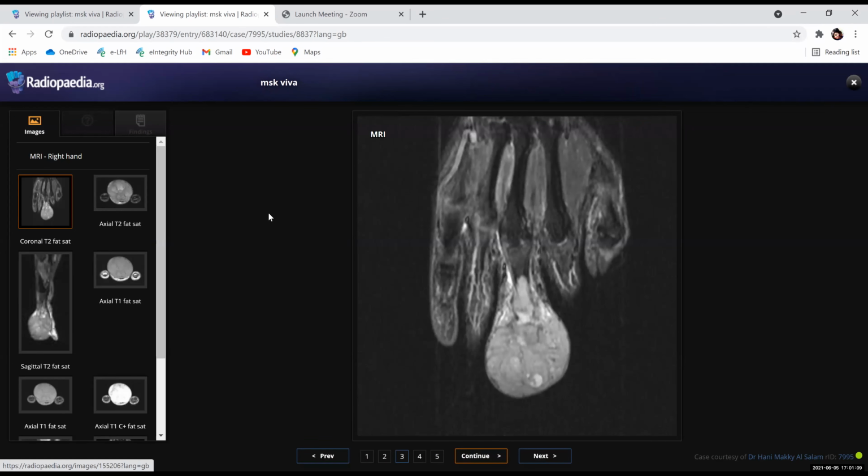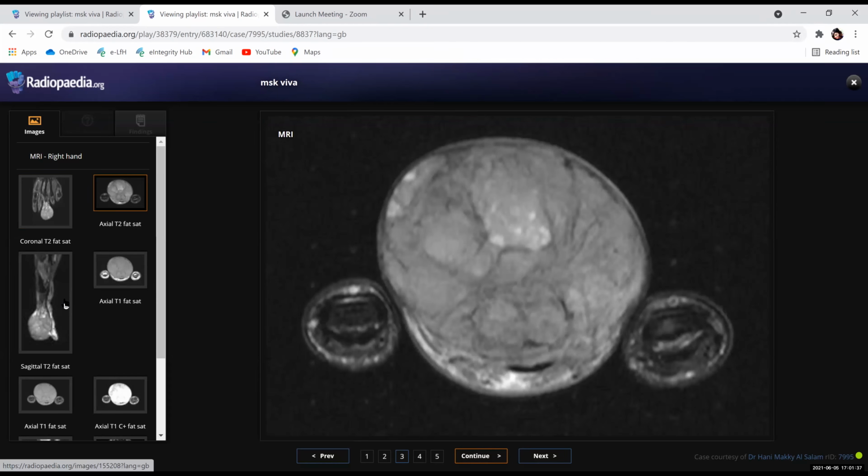This is a coronal T2 fat-saturated image. I can see a large soft tissue mass arising from the tip of the third finger. I look at the contrast images, and there is significant contrast enhancement. I look at the other sequences like T1 and T2, and this is actually an aggressive sarcoma.